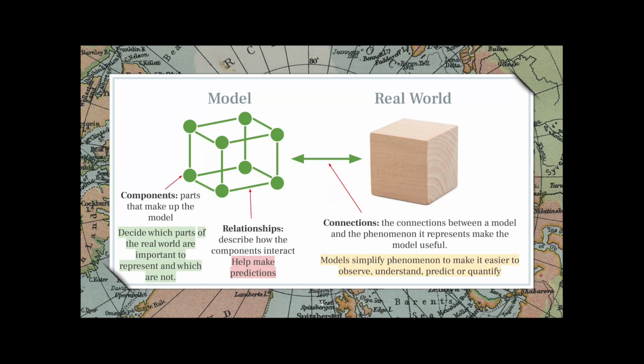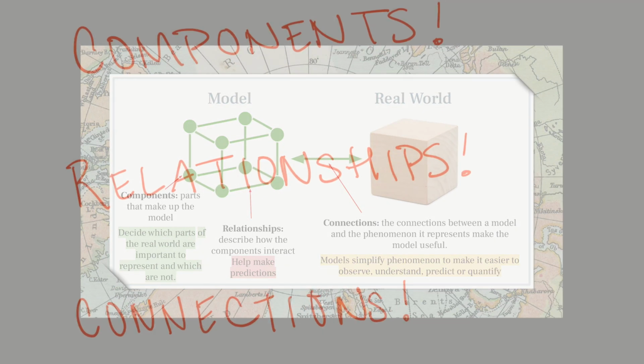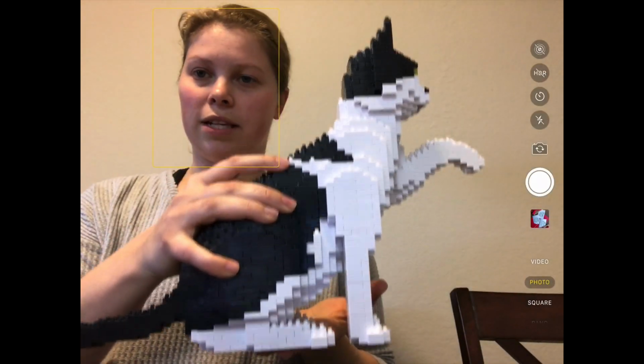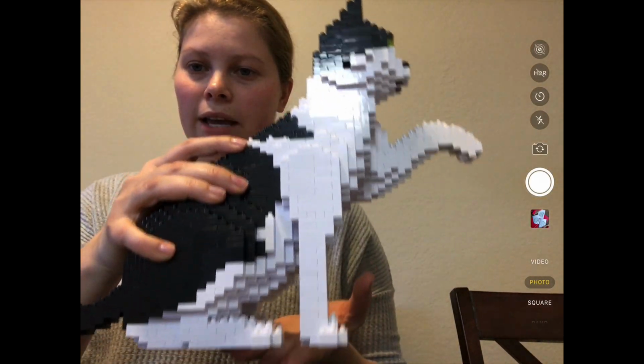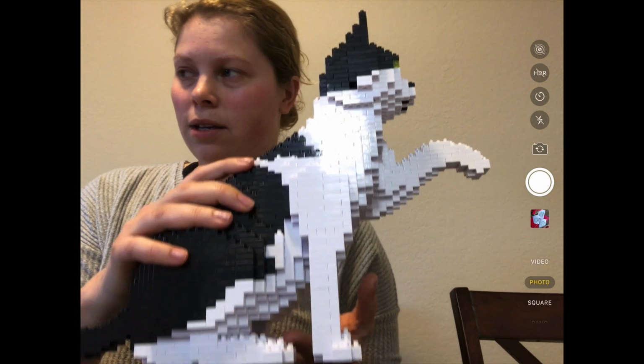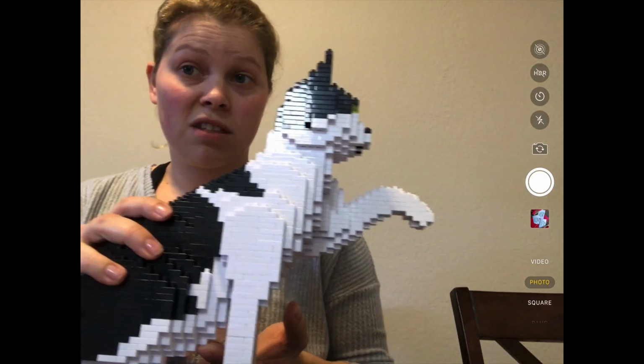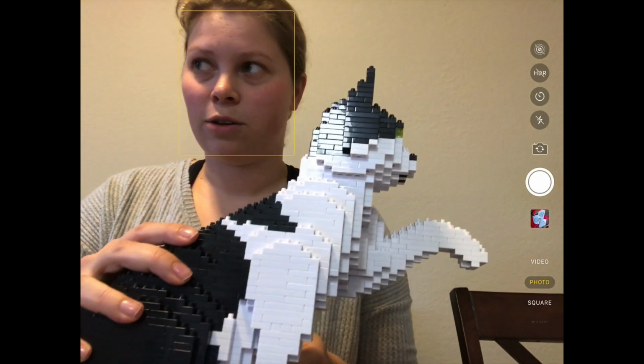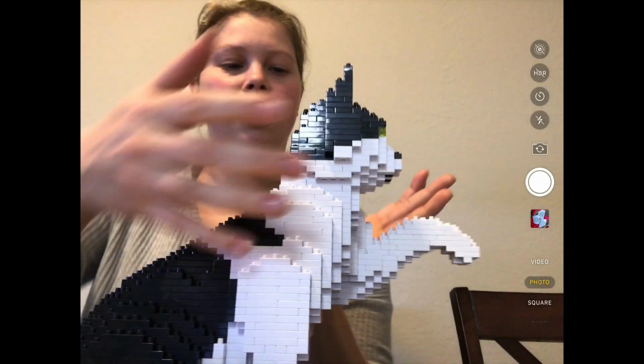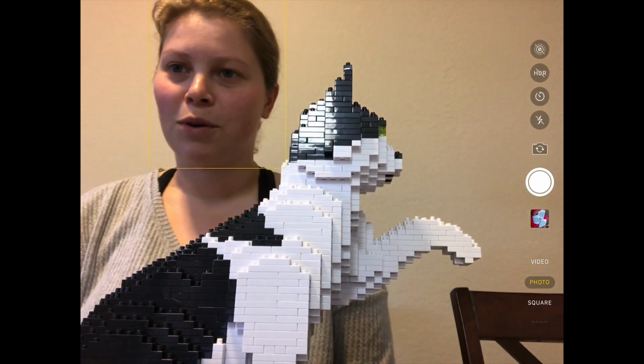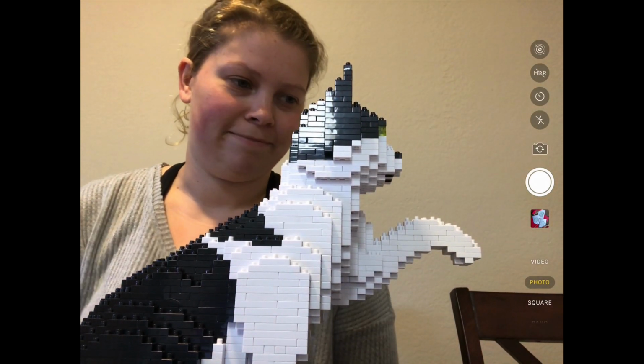All right, the next part you need to understand in your model are the relationships. So these describe how your components interact with each other, and they usually allow you to make predictions. For example, in this model of a cat, I can predict how big the cat will be, and I can predict maybe its growth. You could look at what outfits it could wear, or you could predict how big a cone might need to be if you were going to have a cat injury.